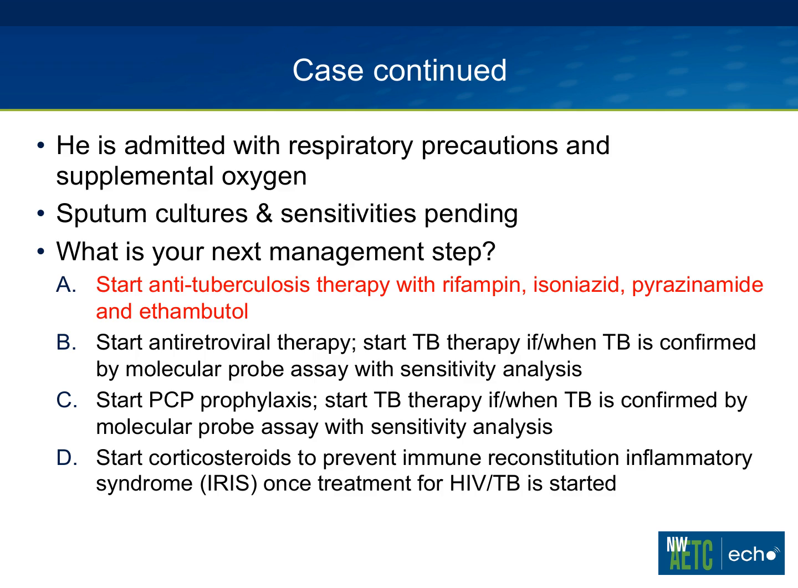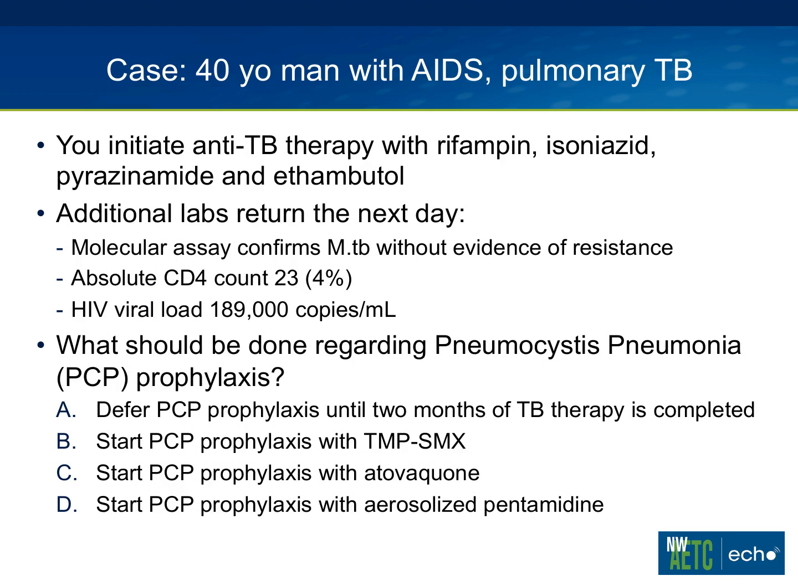The potential of having a resistant strain of TB is important, but of course the regimen can be modified subsequently if our tests suggest that there is resistance to any one of these tuberculosis agents. So we start anti-tuberculosis therapy with a standard regimen of rifampin, isoniazid, pyrazinamide, and ethambutol.